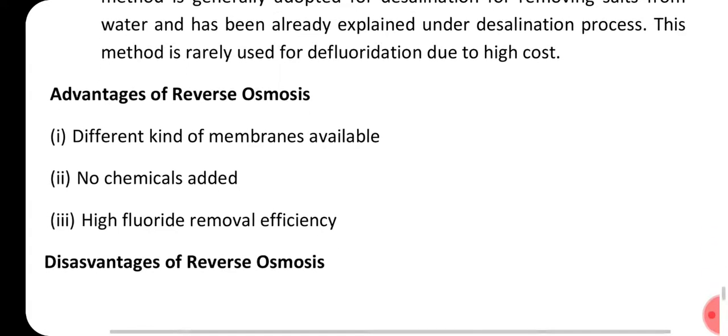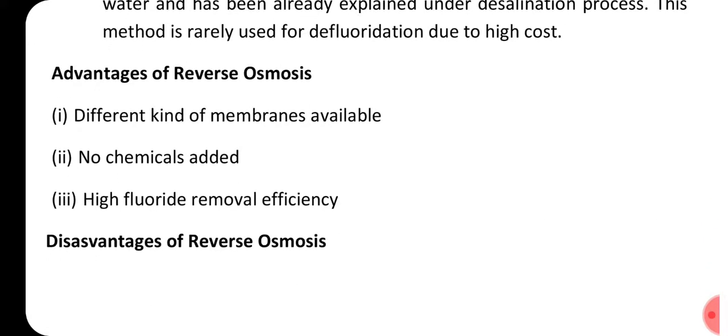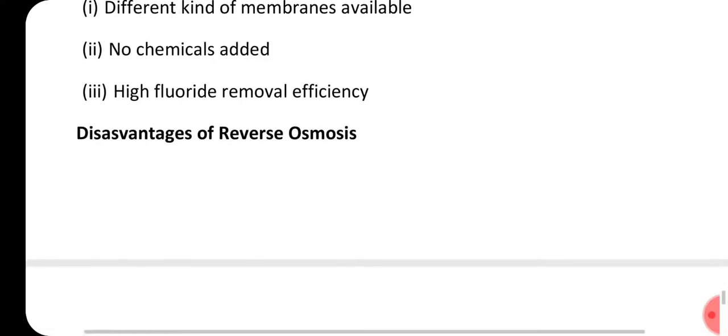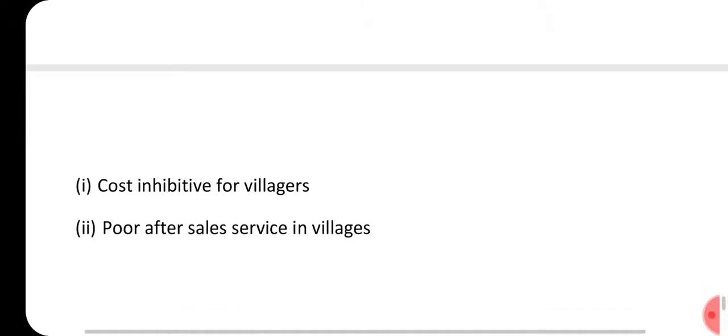So what are the advantages of reverse osmosis? First, different kinds of membranes are available. For reverse osmosis, many different kinds of membranes are available. Second, no chemicals are added here, so it is safer. Third, high fluoride removal efficiency. So the efficiency is more.